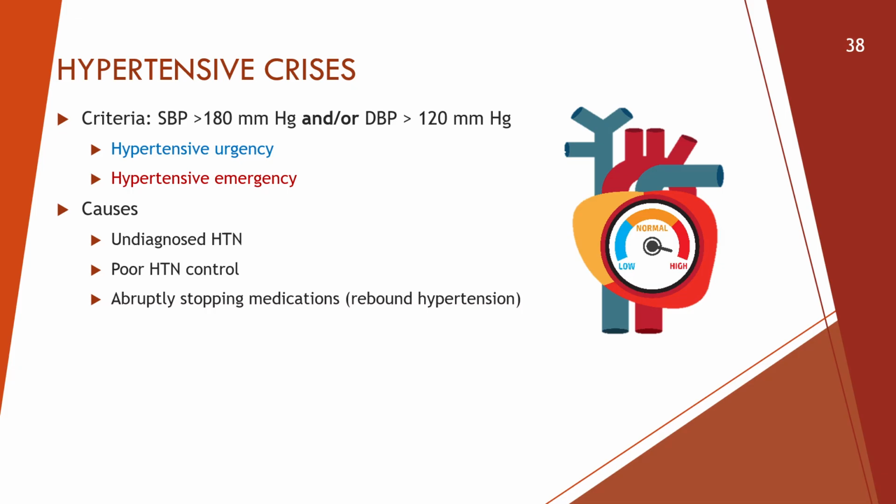Causes of hypertensive crises can be due to undiagnosed hypertension, usually in patients that haven't had routine checkups. It can be due to uncontrolled hypertension or rebound hypertension, which is high blood pressure that comes on suddenly, typically in patients who have stopped taking their blood pressure medications. So it's like an autonomic response. Since the body doesn't have that help anymore, the blood pressure is going to excessively bounce right back up.